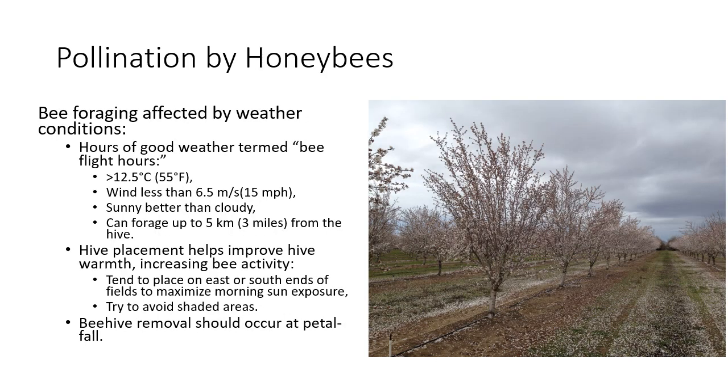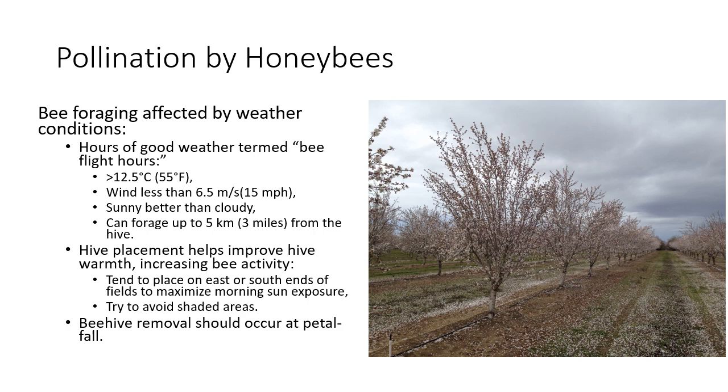Bee foraging is affected by weather conditions. Temperatures above 12 to 13 degrees Celsius are ideal with wind speeds less than 6.5 meters per second. Sunny days are better than cloudy days as they increase the warmth of the hive. Hours of the day that fit these conditions are defined as bee flight hours. These hours have been traditionally counted to help determine the quality of the pollination period.